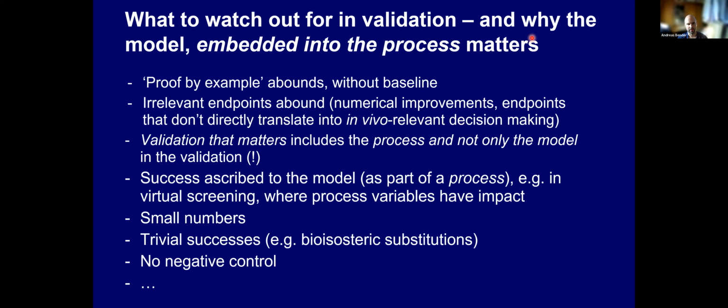One mistake is often that success is ascribed to the model, whereas usually you have an interaction between a model and humans, right? And it's easy to say, well, it was the platform. But quite often, in my experience, you can go from 1 million compounds to 1,000 or so with an algorithm, and then you need a pharmacologist to look at things. It's actually really a two-step process. And quite often it's small numbers validation, trivial successes, as I said, and there's no negative control. Okay, so these are areas where I think validation should improve a bit.